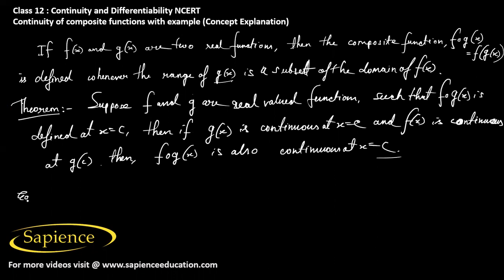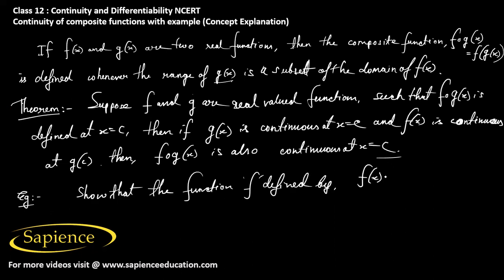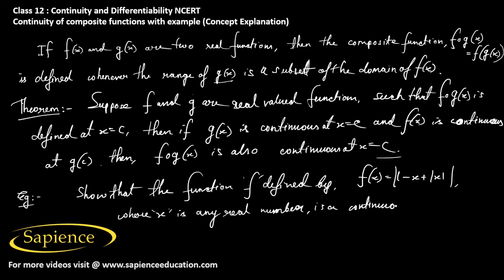So based on this, we can solve one example. If it is asked to show that the function f defined by f of x equals mod of 1 minus x plus mod x, where x is any real number, is a continuous function, we have to prove that this is a continuous function.